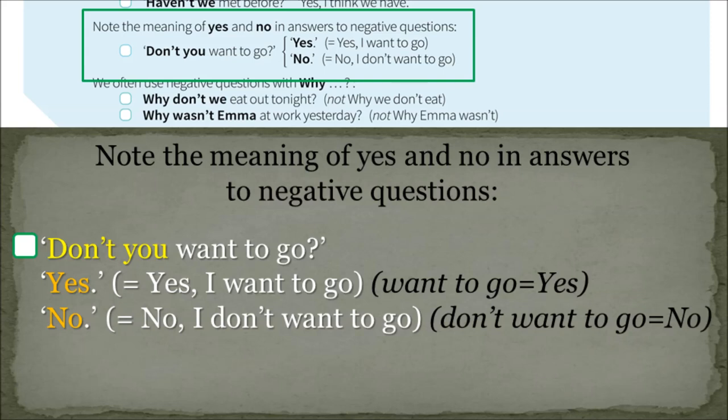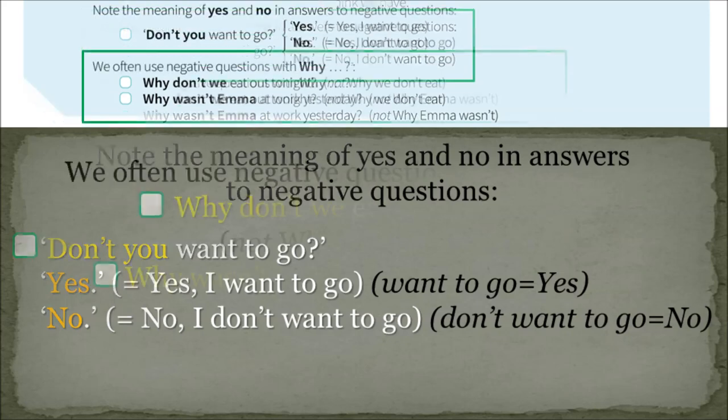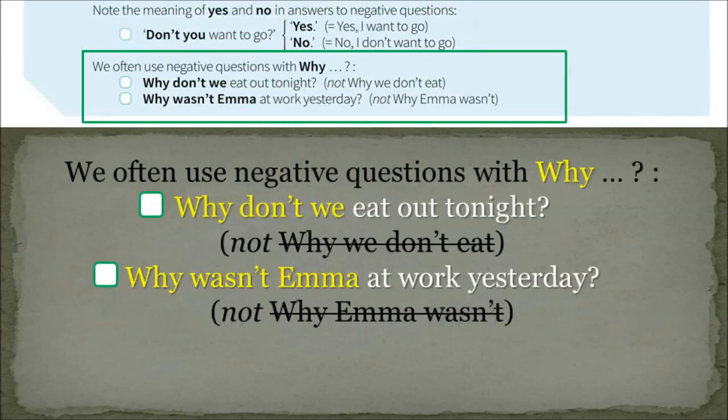Note the meaning of yes and no in answers to negative questions. Don't you want to go? Yes equals, yes, I want to go. No equals, no, I don't want to go. We often use negative questions with why. Why don't we eat out tonight? Why wasn't Emma at work yesterday?